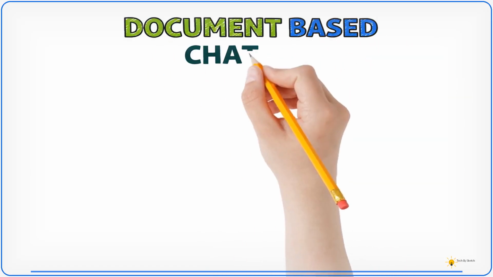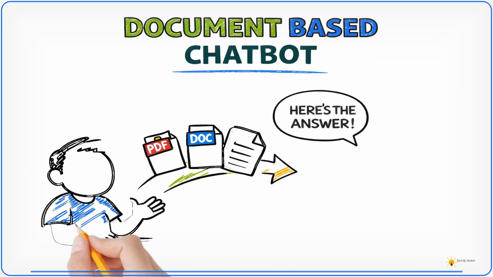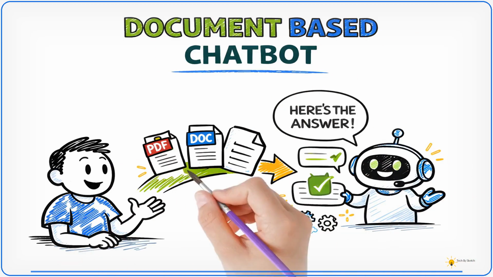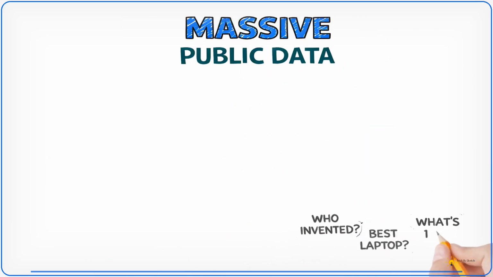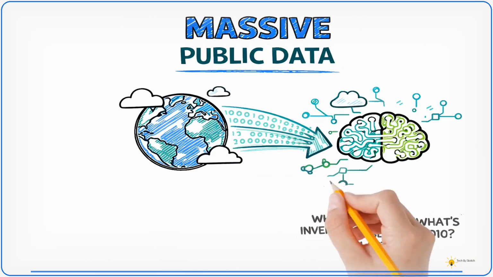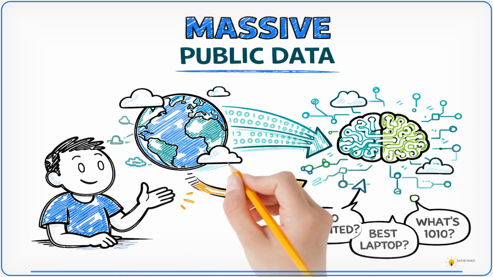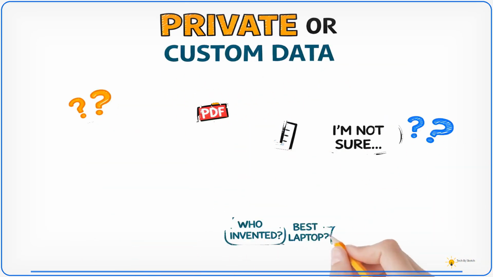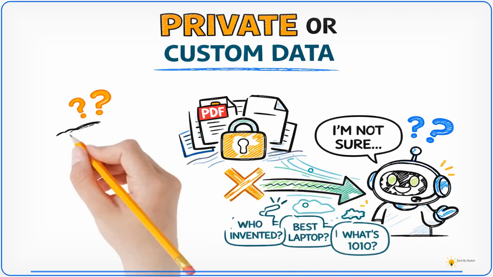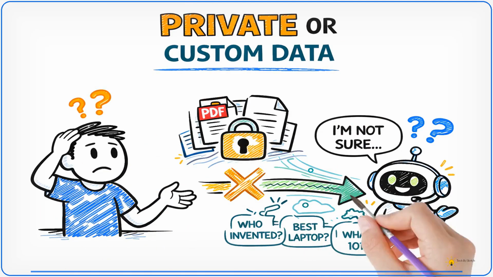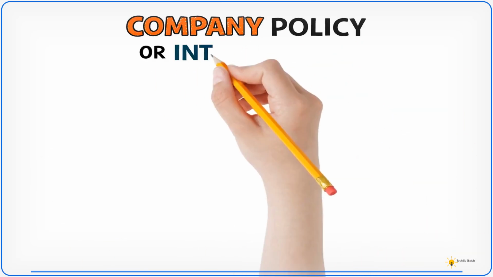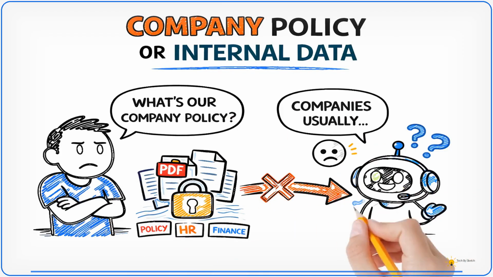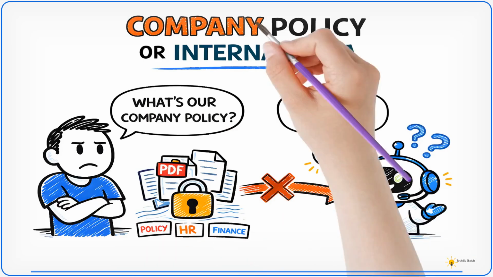Our goal is simple: build a document-based chatbot. It should read files and answer questions from them, not from general training data. Large language models like ChatGPT are trained on massive public data. That is why they can answer general questions without seeing your documents. But they struggle with private or custom data, things like company docs or internal knowledge, which are not publicly available. So if you ask about company policy or internal data, you do not want generic answers. You want answers from your own documents.